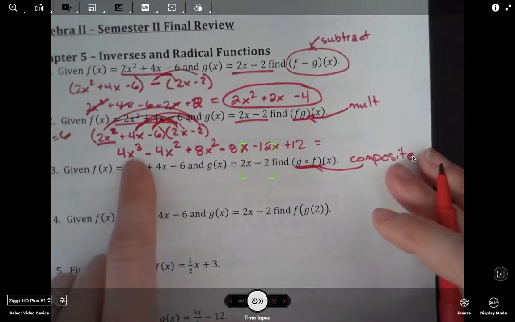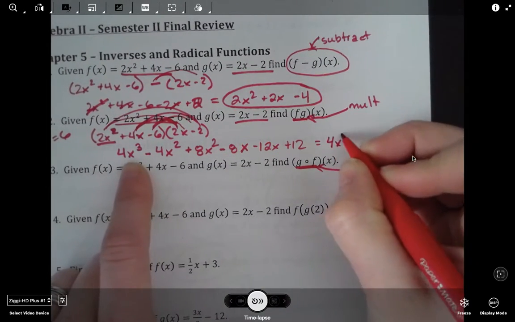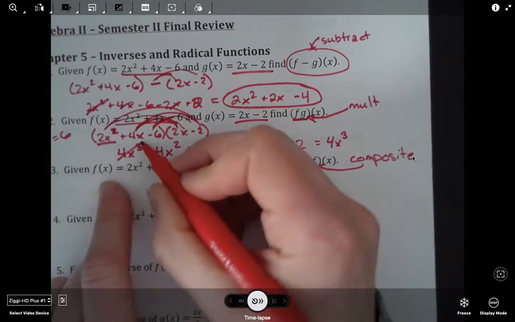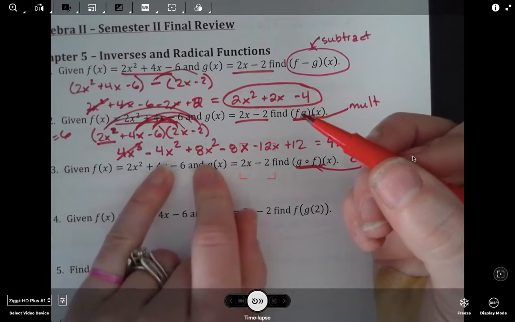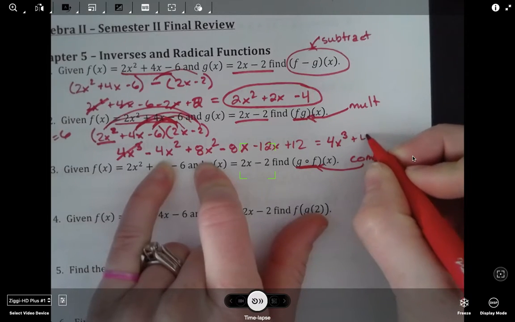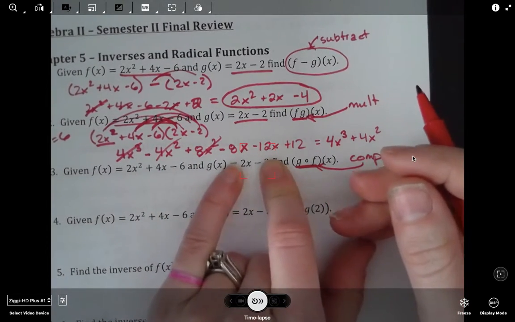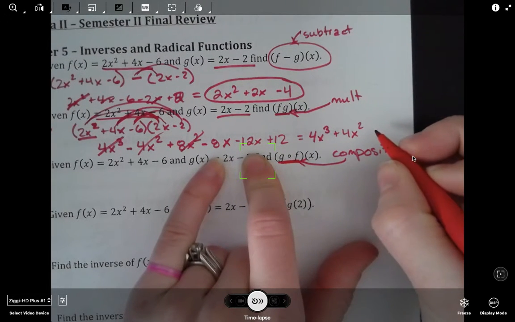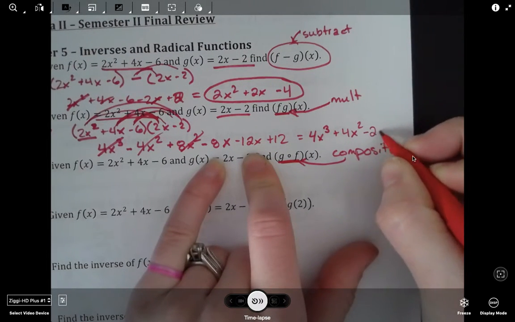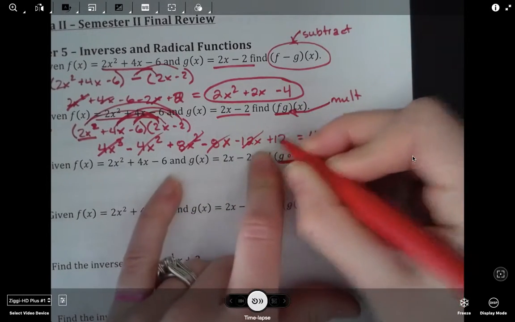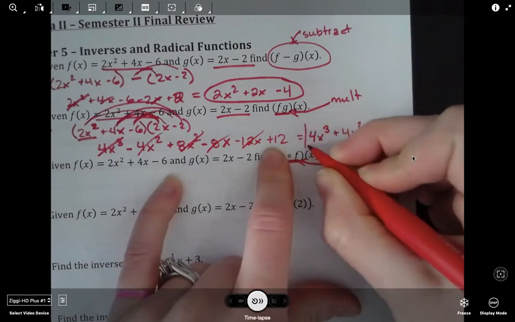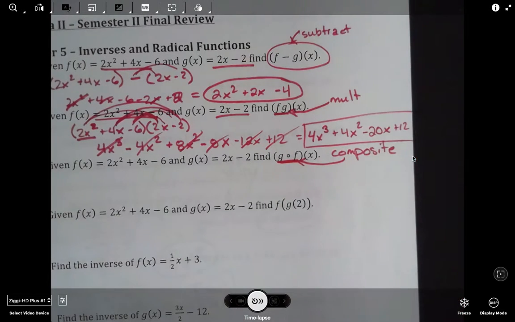So I only have 1 x to the third power, and there's 4 of those. Okay, so he's done. These both are x squared, so negative 4 plus 8 is plus 4x squared. Cross them off. Okay, negative 8x minus 12x. What's that make? Negative 20x. Those are done. And then plus 12. Yeah? Beautiful. There you go. That is multiply.